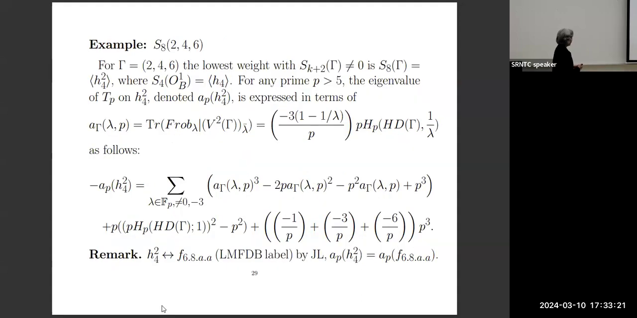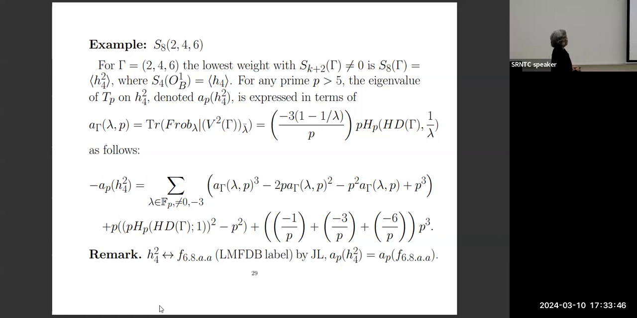So let me give you an example. The 2, 4, 6. This comes from the quaternion group. And the first weight for which this group has a non-trivial modular form is the weight 8. In that case, it's 1-dimensional. It's a square of the weight 4 form for the gamma 1 group.